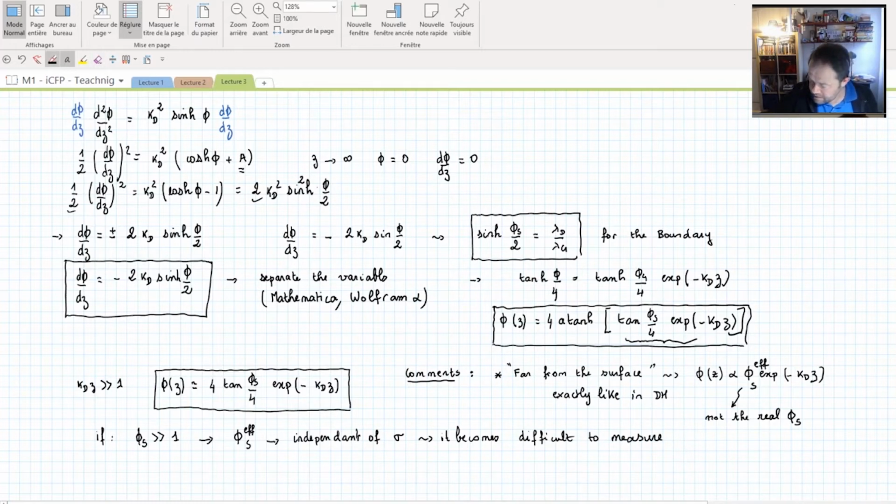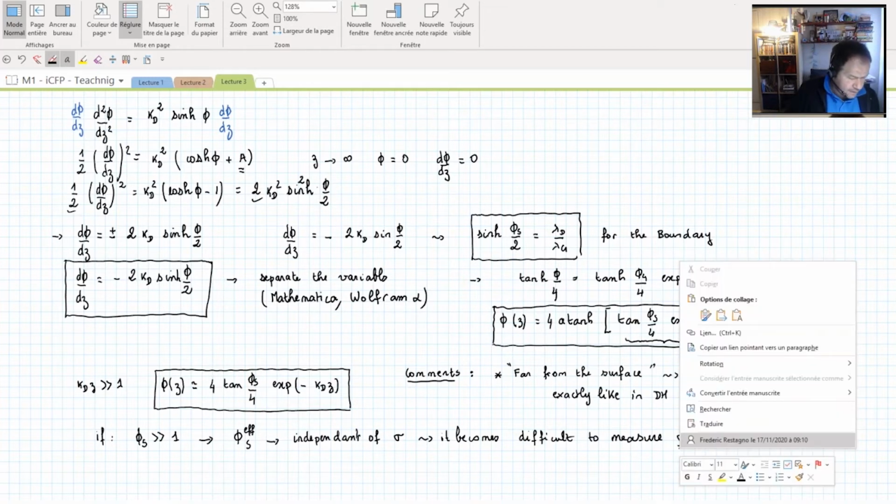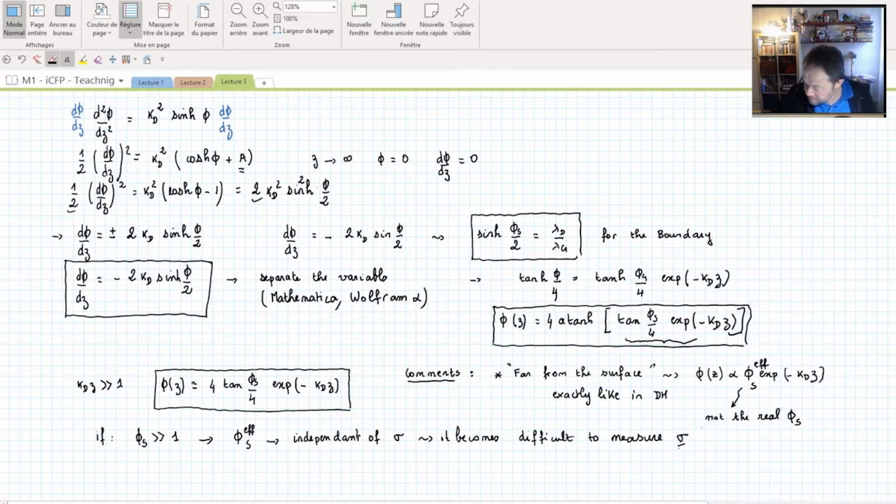Yes, it's not lambda sigma. Okay with that? And we will only measure kind of an effective sigma, which is affected by all the physics that we have seen before.